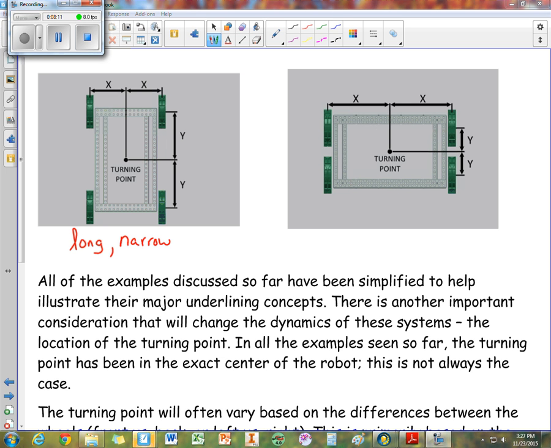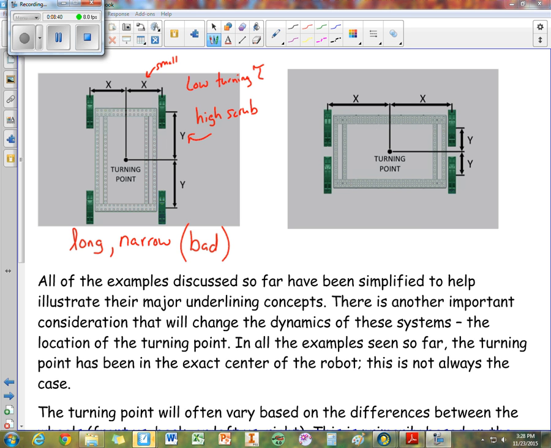This has a low turning torque, and that's because X is small. And we have a high scrub, and that's because Y is large. So this is a bad design if you're going to use all high traction wheels.